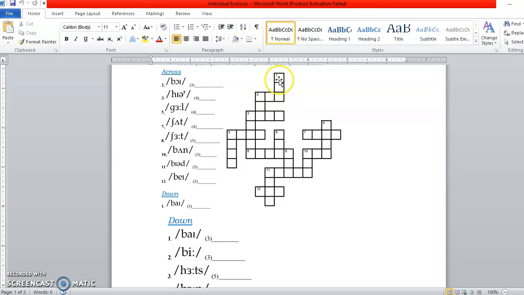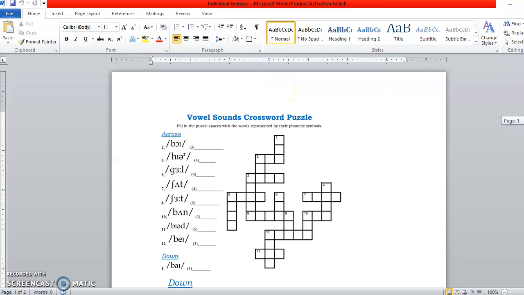And how about one down here? You see here one down, okay? This is the phonics symbol, by. So what's the answer here? Write the word. This is for the crossword puzzle.